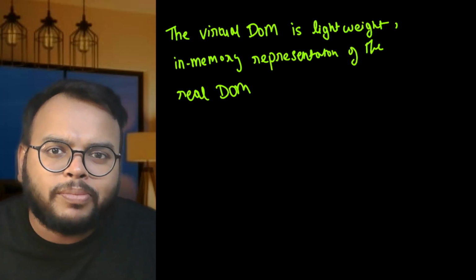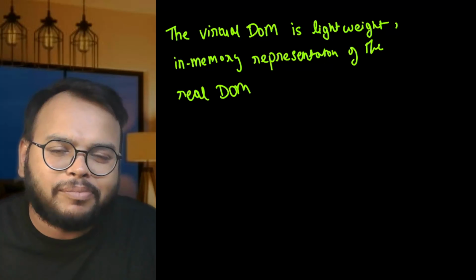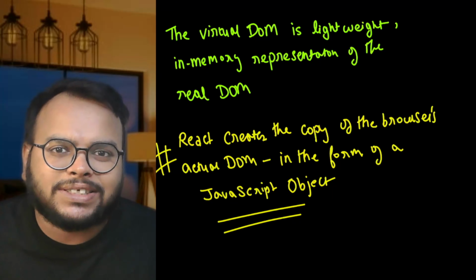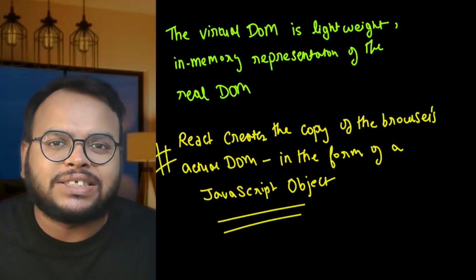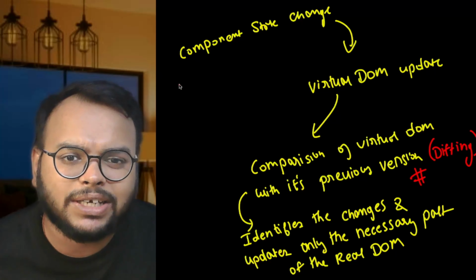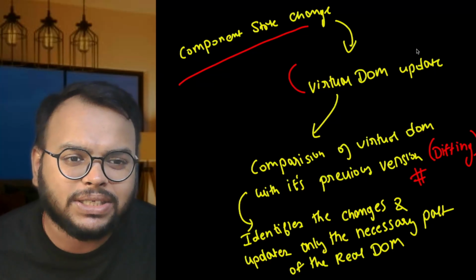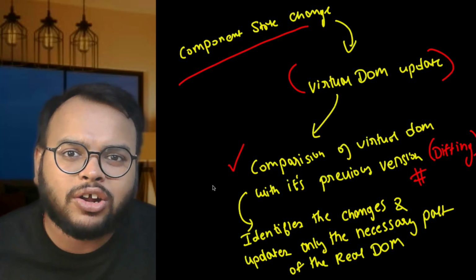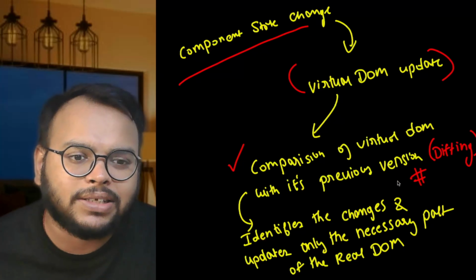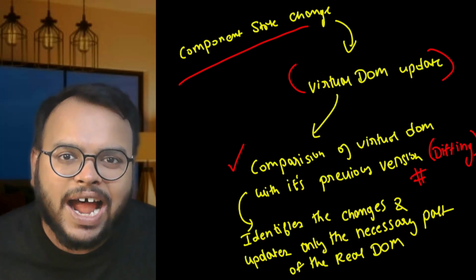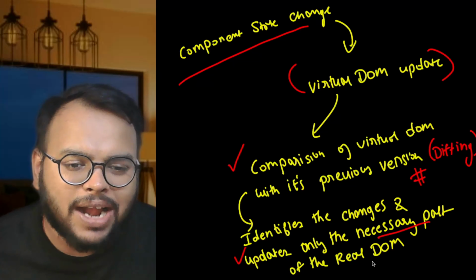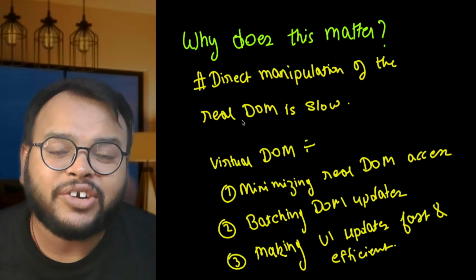The virtual DOM is a lightweight in-memory representation of the real DOM. React creates a copy of the browser's actual DOM in the form of a JavaScript object. So this is how it works. Whenever the component's state changes, the virtual DOM is updated. Then this new version of the virtual DOM is compared with its previous version. This is called diffing. The changes are identified and only the necessary part of the real DOM is updated. But why does it matter?